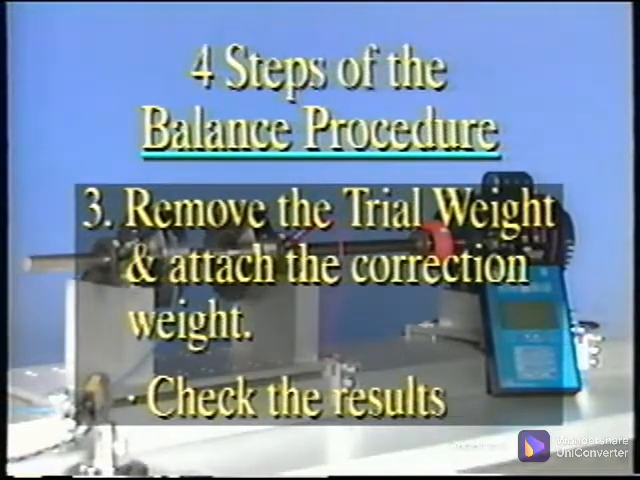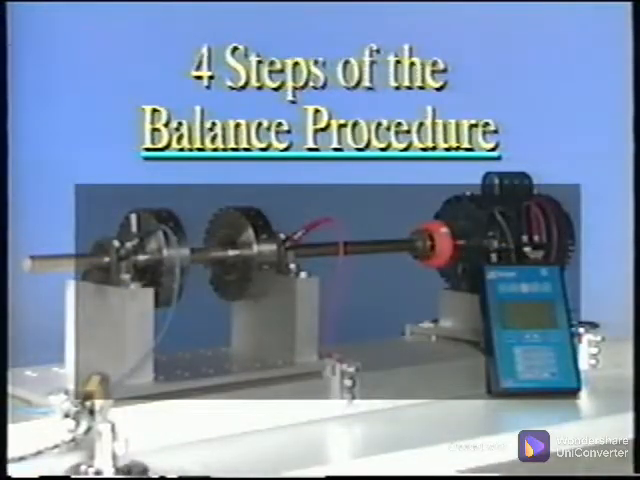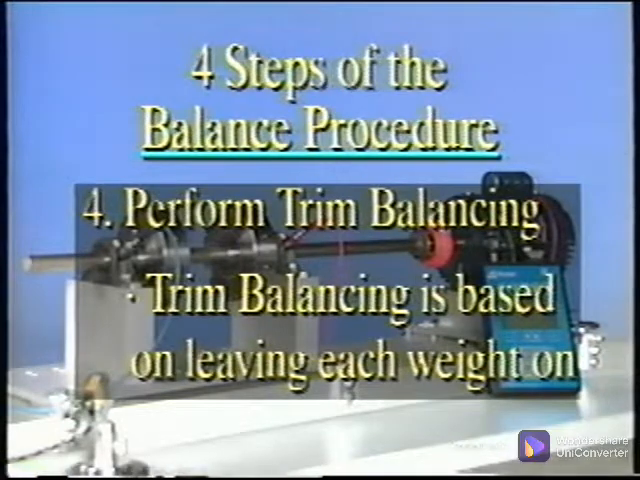The third step is to remove the trial weight and attach the calculated correction weight, then measure the results. Check these measurements to see if they are within tolerances. If the measurements are within tolerances, you are through. If they are not within tolerances, then continue to step 4. The fourth step is to perform trim balancing. Trim balancing uses smaller amounts of weight and each one is left on the rotor. Continue trimming in until the results are within specs.